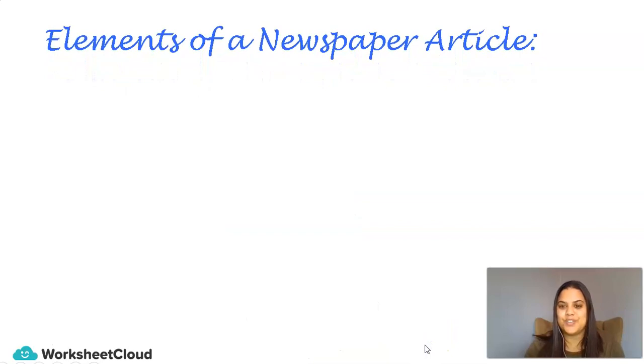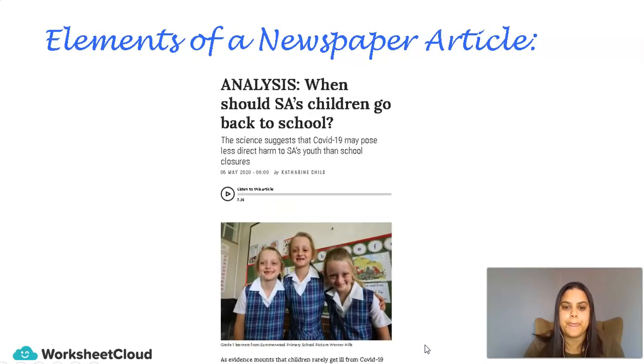So, elements of a newspaper article. Over here, I've chosen a newspaper article that's current to our country. The headline is: When should SA's children go back to school? And the science suggests that COVID-19 may pose less direct harm to SA's youth than school closures. And there we have the date and who it's written by. And there's a nice picture of some kids, and then we have the actual newspaper article after this.